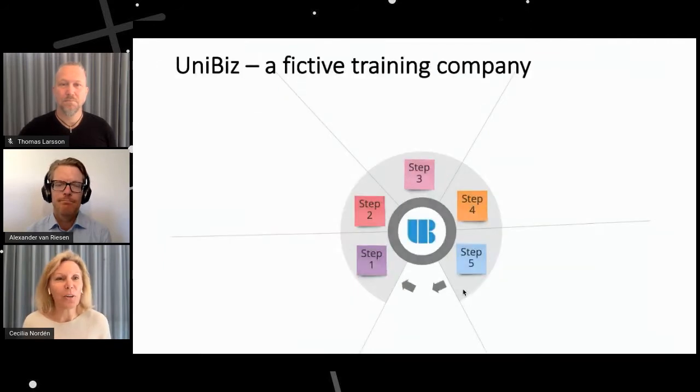So welcome to Unibiz, a fictive training company. So here's a little tryout for you over there, and see if you can figure out what the steps are in their overall value flow. I'm going to shortly show you a short presentation of Unibiz and see if you can figure out what these 5 steps are. So we're going to give you about 3 minutes to read that quote, and then we're going to ask you what you think the different steps are and in which order.